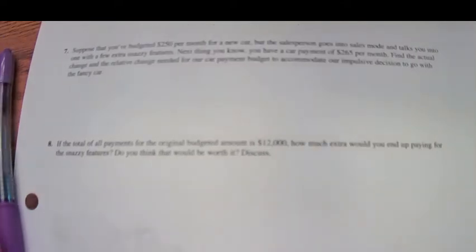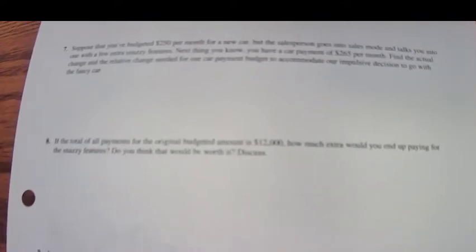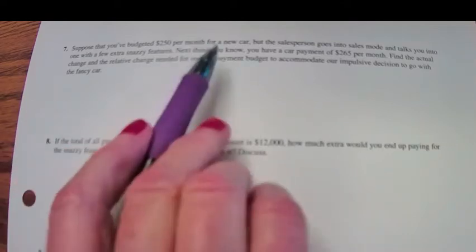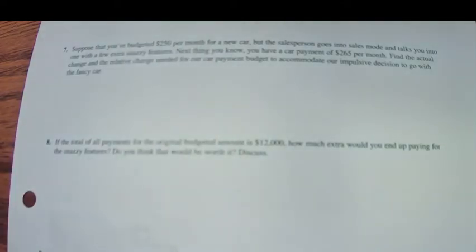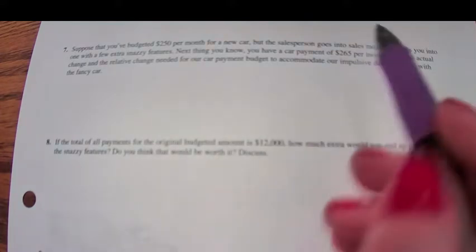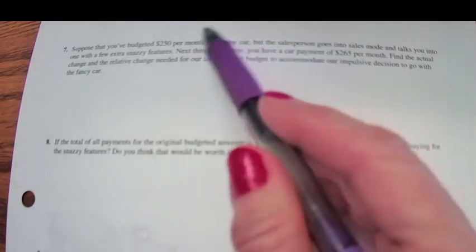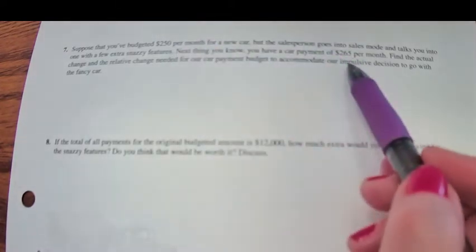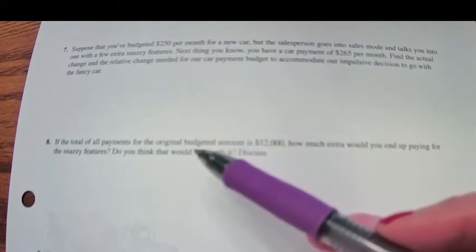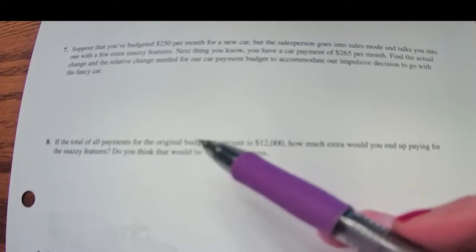Looking at question 7. Suppose you've budgeted $250 per month for a new car, but the salesperson goes into sales mode and talks to you about some extra snazzy features. The next thing you know, you have a car payment of $265. You budgeted $250, but now you have a payment of $265. Find the actual change and the relative change.